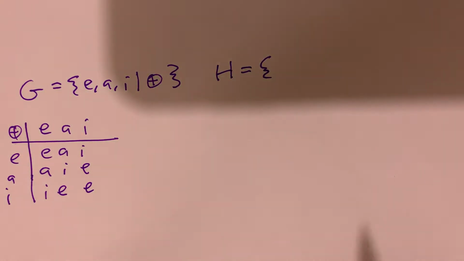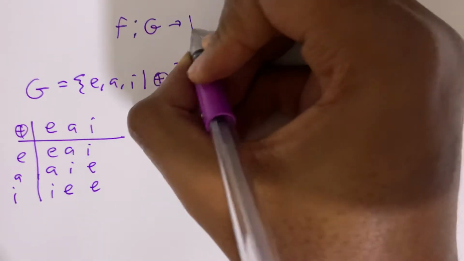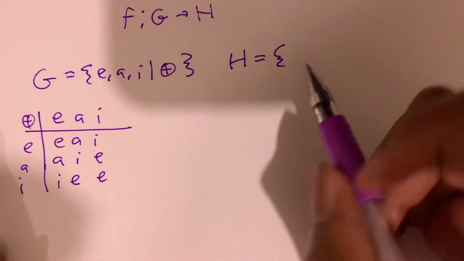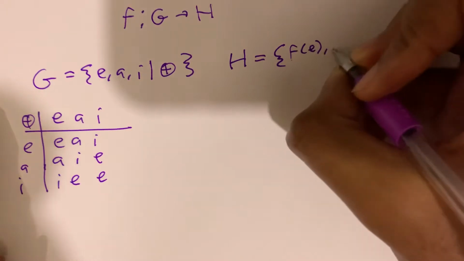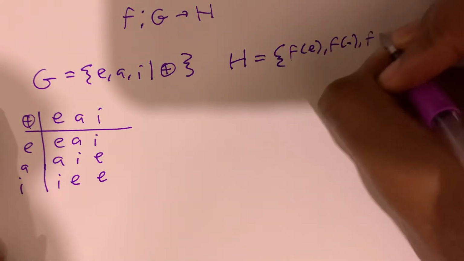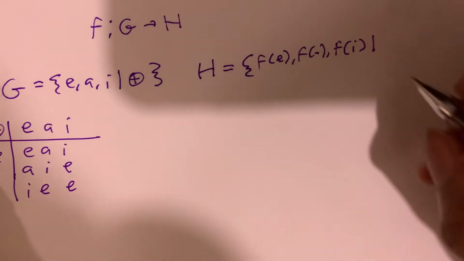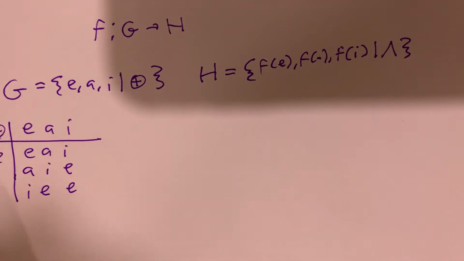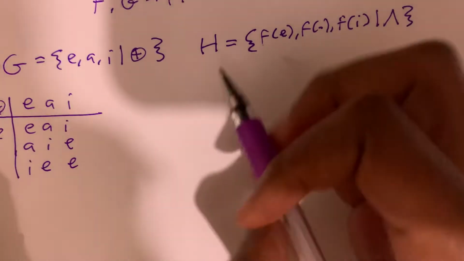And let there be a function f that acts on the elements of G and outputs the elements of H. We have a function now. Interesting. So the elements of H are going to be f of E, f of A, f of I, and say that H has a different group operation. Let's call it the general wedge operation. Okay, so what is the Cayley table for elements of H?